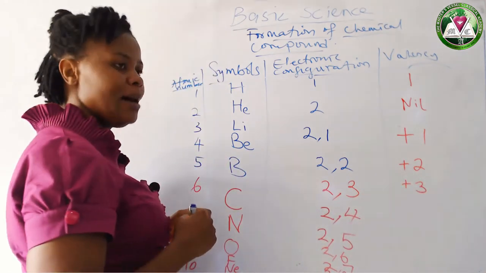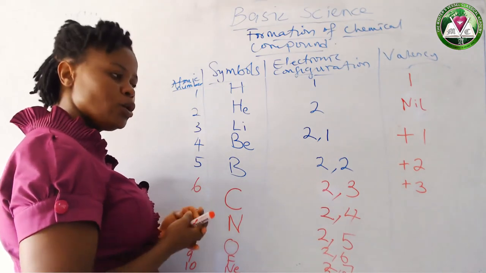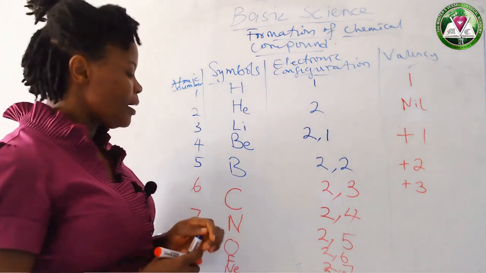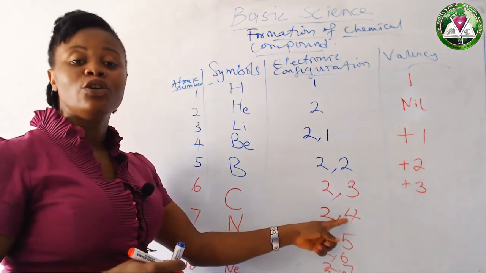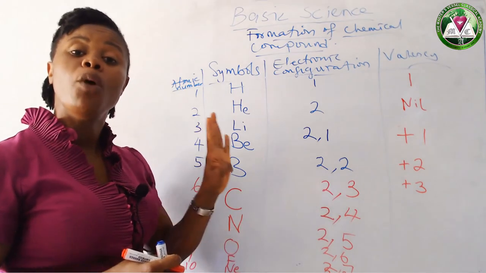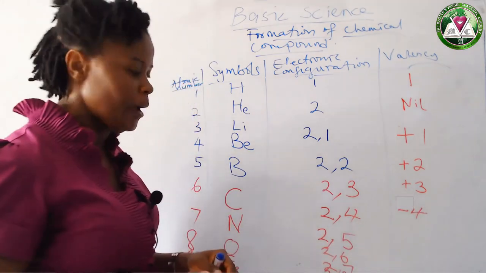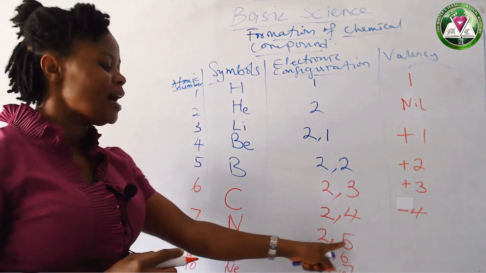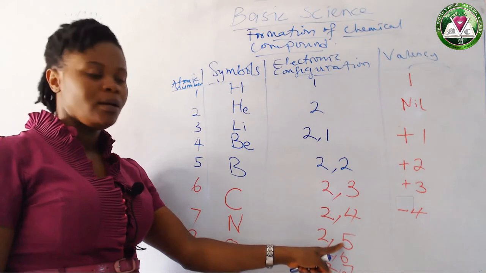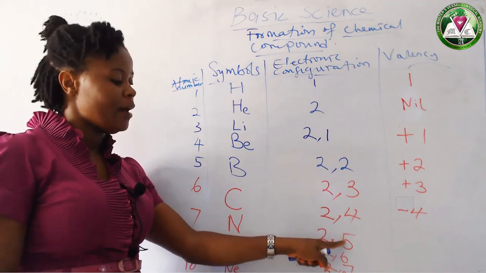Then when we come to carbon, what then do we do to carbon? Will carbon be plus or will it be minus? Now when you look at carbon, carbon has 4 electrons in its outermost shell, meaning that it needs 4 more electrons for it to be complete. Is that okay? Okay, then nitrogen has 5 electrons in its outer shell. Now, how many electrons does it need to be complete? You have 5 here.